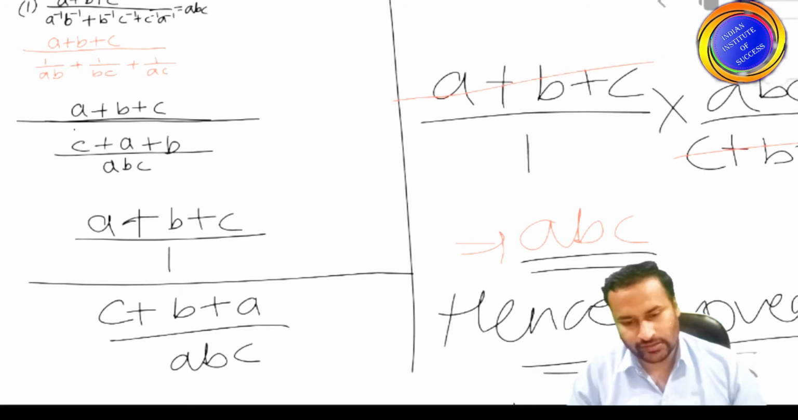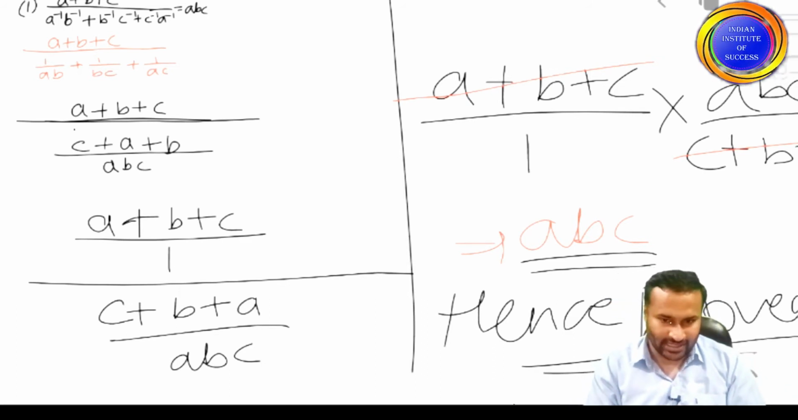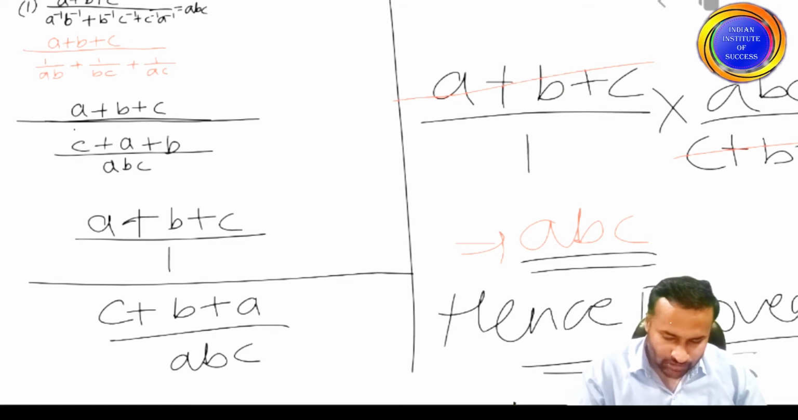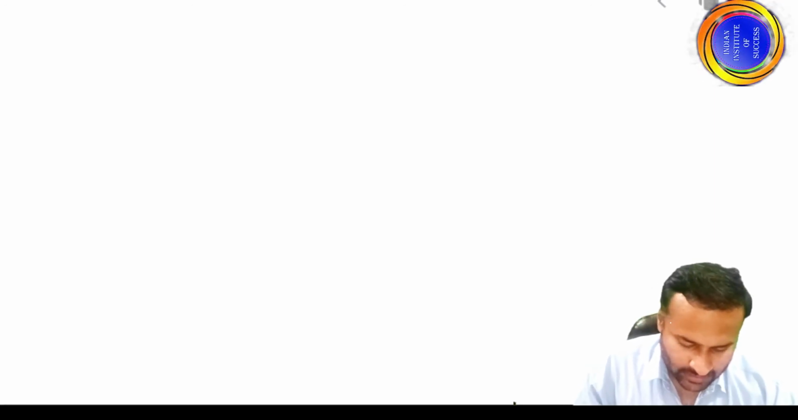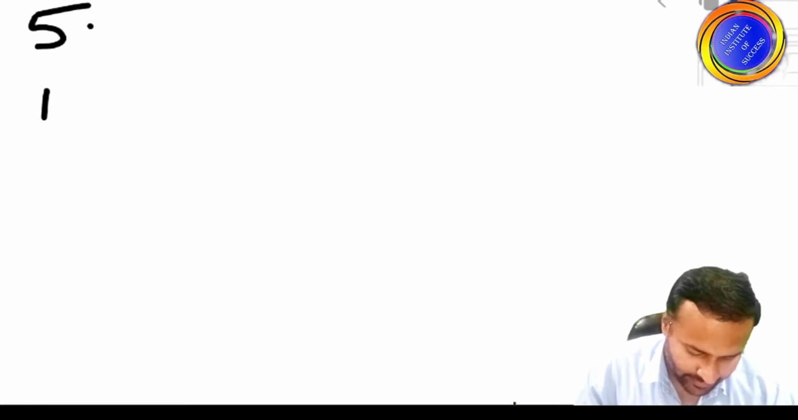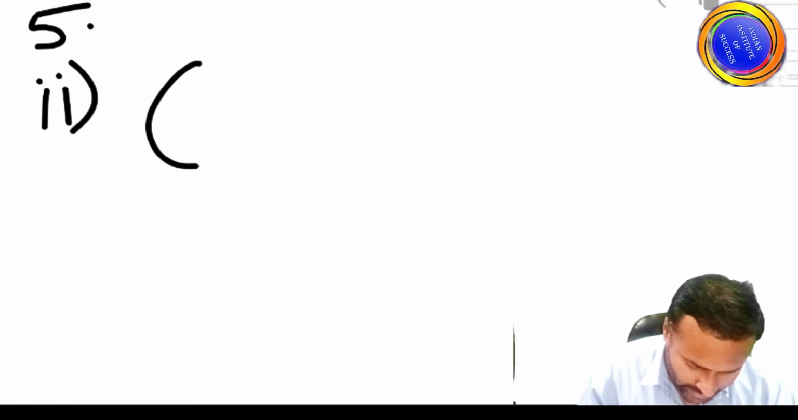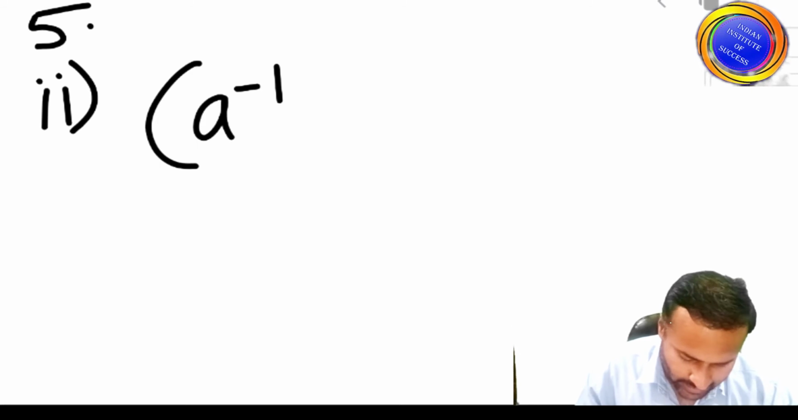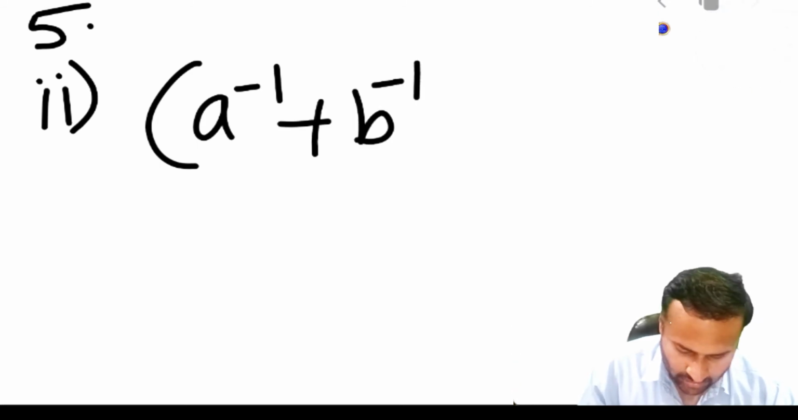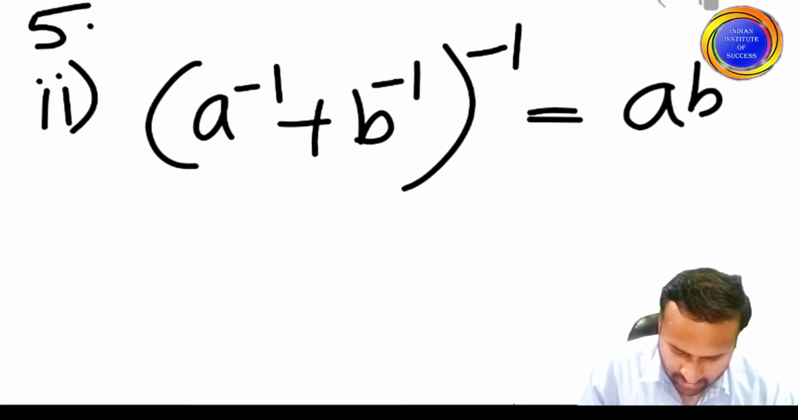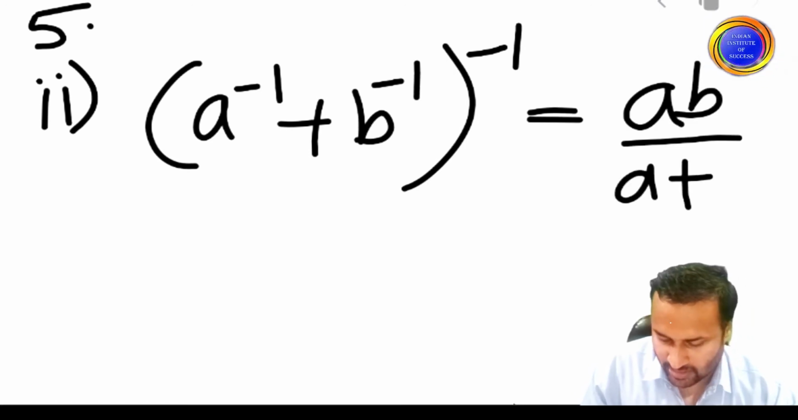I hope you are looking at each and everything whatever I am explaining here. Now we are moving to the next question, the fifth question, second part. The second part is also simple, give attention to this. In the second part we have (a^-1 + b^-1)^-1, and we have to prove this is equal to ab upon a plus b.